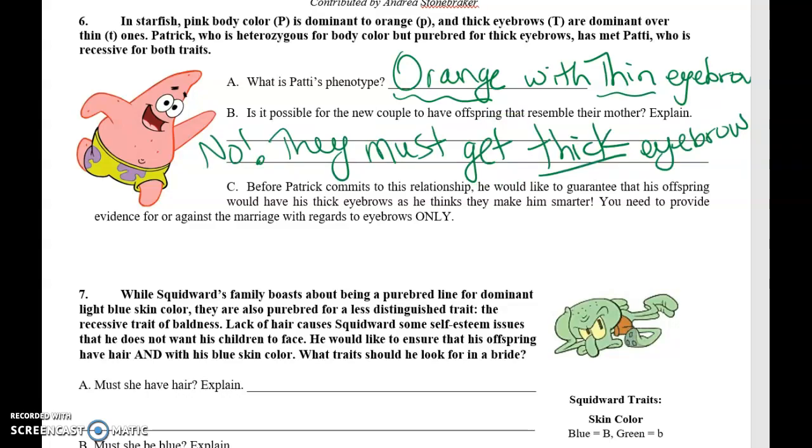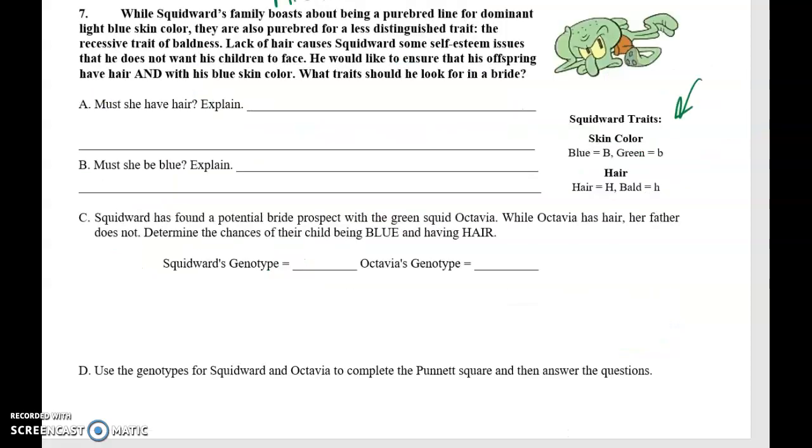Before Patrick commits to his relationship, he would like to guarantee that his offspring would have his thick eyebrows. Should he get married? Yes. That's what you just said for part B. So he can only pass on the big T gene to his offspring, so all of his offspring will have thick eyebrows just like he does. Get married. Did you see this down here saying about blue and green hair and bald?